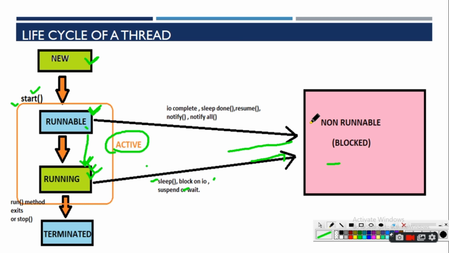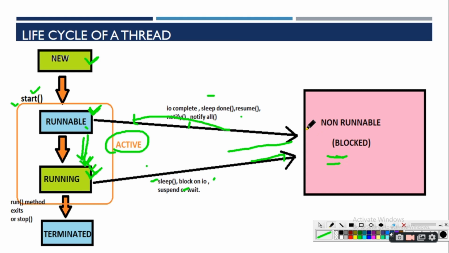And suppose the blocked thread got notified, or its time finished, or it got input from the user, then it will again move to the runnable state and wait here for its turn to get a chance. It will not move directly to the running state. It comes from the running state, but after being blocked it will move to the runnable state and wait to get a chance. So guys, the threads wait in the blocked state and other threads will keep on running in the active state.